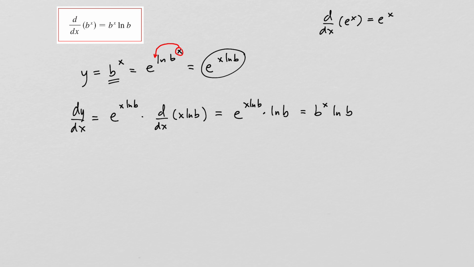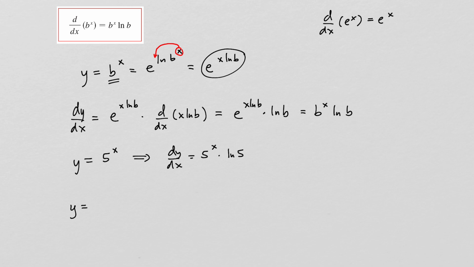So a couple of quick examples of this would be, suppose we have a function like 5 to the x. The derivative of 5 to the x is going to be 5 to the x multiplied by the natural log of 5. So it's pretty simple if you remember this formula.